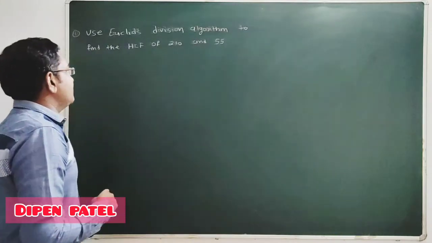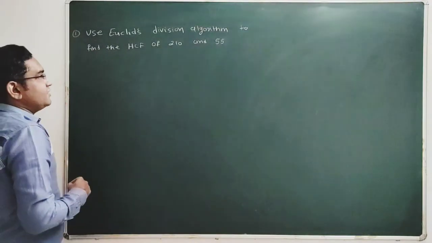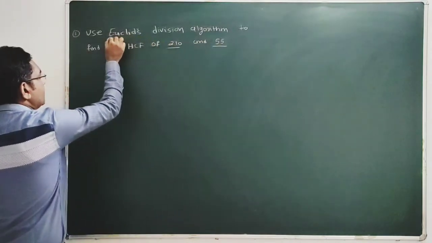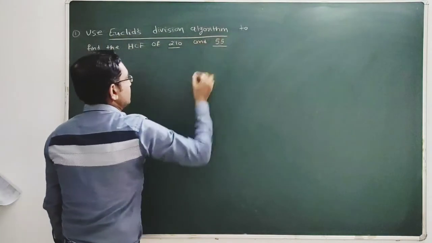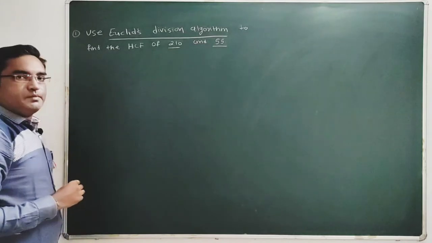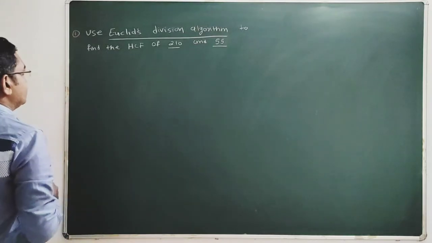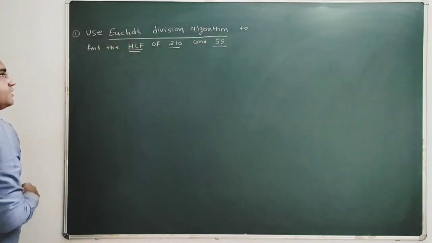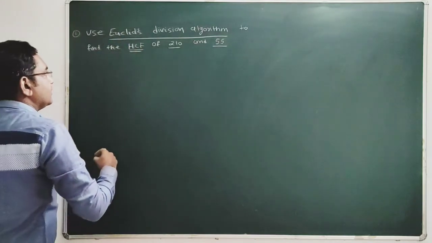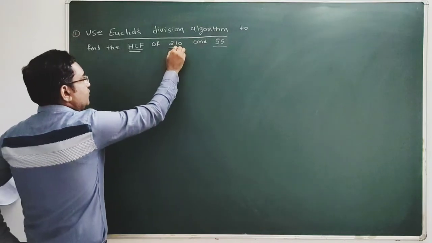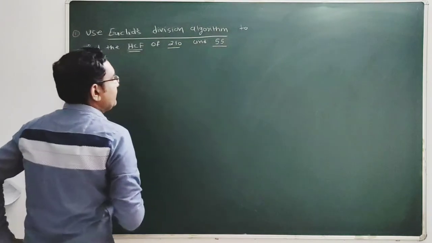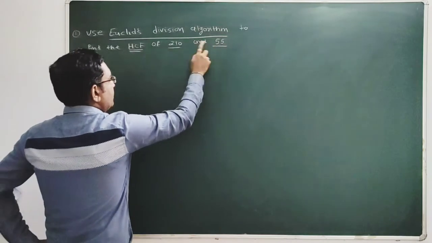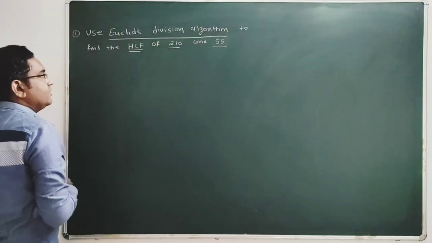चलो आज हम बात करेंगे हाउ टू फाइंड HCF ऑफ गिवन टू नंबर्स बाय यूजिंग यूक्लिड्स डिवीजन एल्गोरिथम। दैट इज द क्वेश्चन फ्रॉम चैप्टर नंबर 1 of standard 10. How to find the HCF of given two numbers by using Euclid's division algorithm. So here given two numbers are 210 and 55. Here we have to find the HCF of these given two numbers by using Euclid's division algorithm.